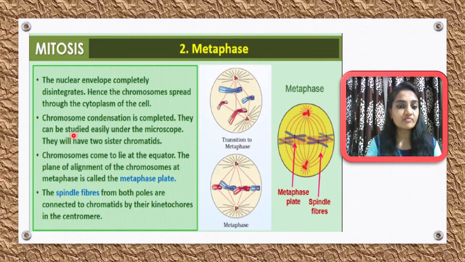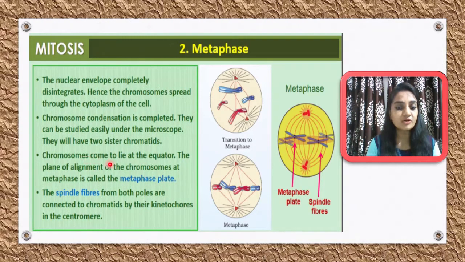So the metaphase stage is very well known for the study of chromosomes, because in this stage the chromosomes appear clearly because of the disappearance of the nuclear membrane. They can be studied easily under the microscope. They will have two sister chromatids. Here you can see they have two sister chromatids.